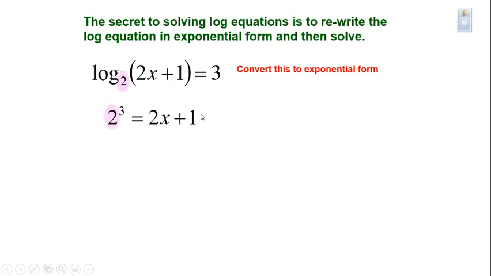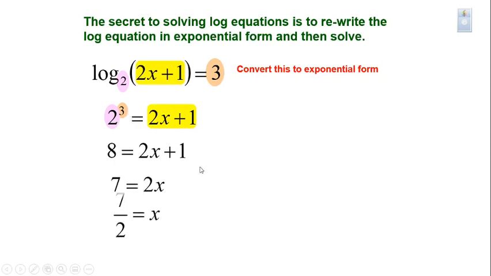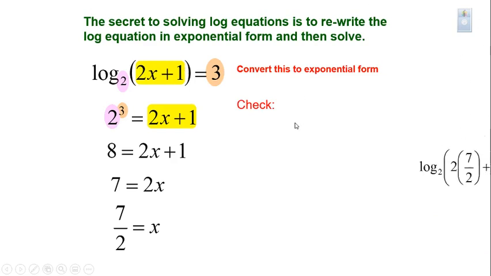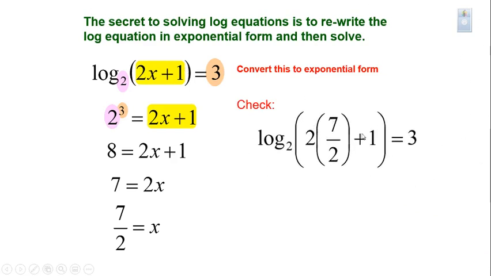This becomes a simple equation to solve. All we have to do is work out 2 to the 3, which is 8, and solve for x. And there we have it: x is equal to 7 over 2, or 3.5. To see if we're correct, we plug into the original equation. 2 times 7 over 2 is 7. 7 plus 1 is 8. And log base 2 of 8 is indeed 3, because 2 to the 3 is 8.